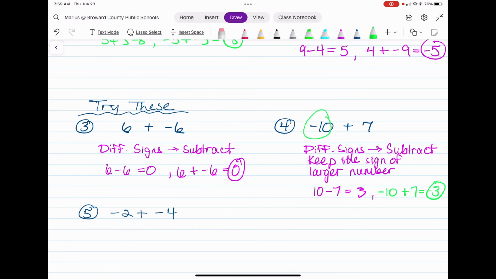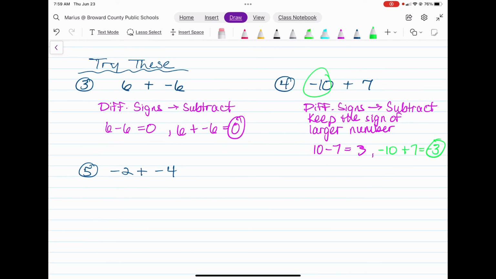Number 5 reads -2 plus -4. Well, both of the signs are the same. So same signs mean that we add. So if we add 2 plus 4, that equals 6. But we have to remember we keep the sign the same. So -2 plus -4 equals -6.